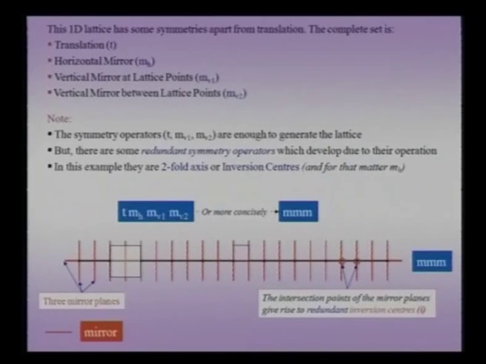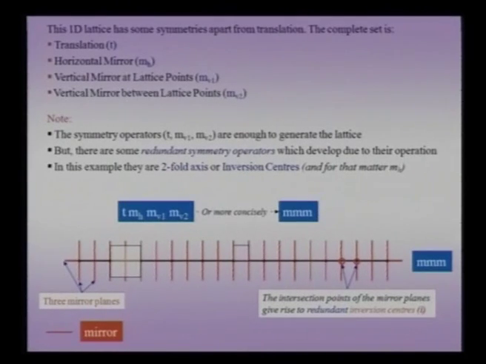So, to write it in a very shorthand form, I will call it an MMM symmetry, which is a symmetry of all one dimensional lattices. Every one dimensional lattice definitely has to have this MMM symmetry.